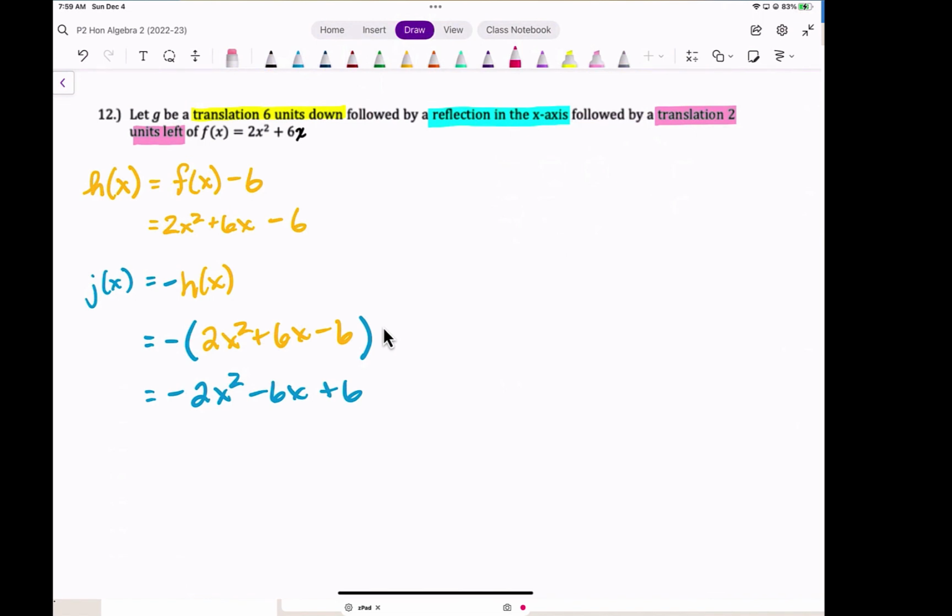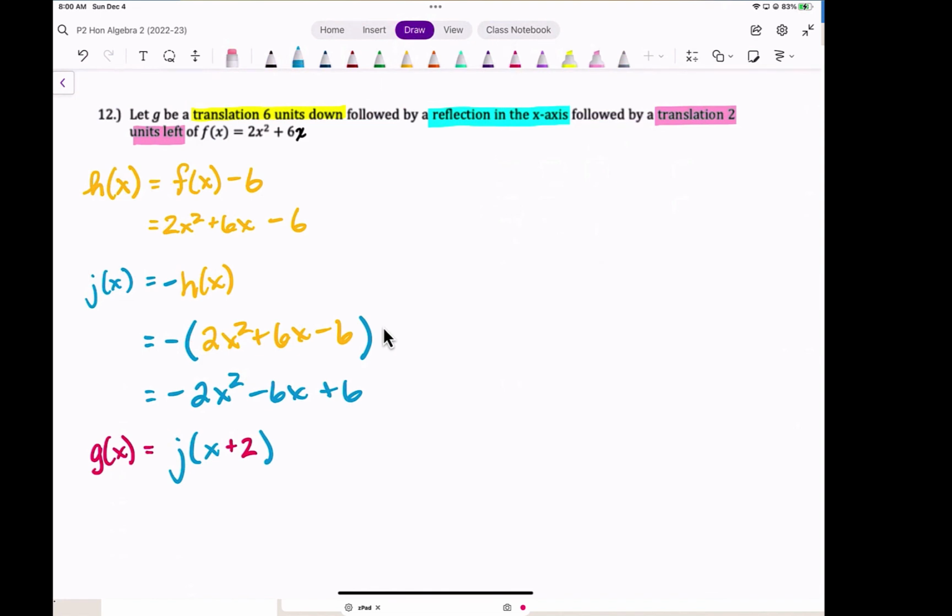And now, as promised, since this is our last transformation in pink, I'm going to make that one g of x. And what it's going to be is my previous function j, but since we're moving 2 units left, it's a horizontal transformation. It goes inside the parentheses with the x, and we're adding 2. Okay, left direction is normally negative, but we use the opposite when we do horizontal transformations.